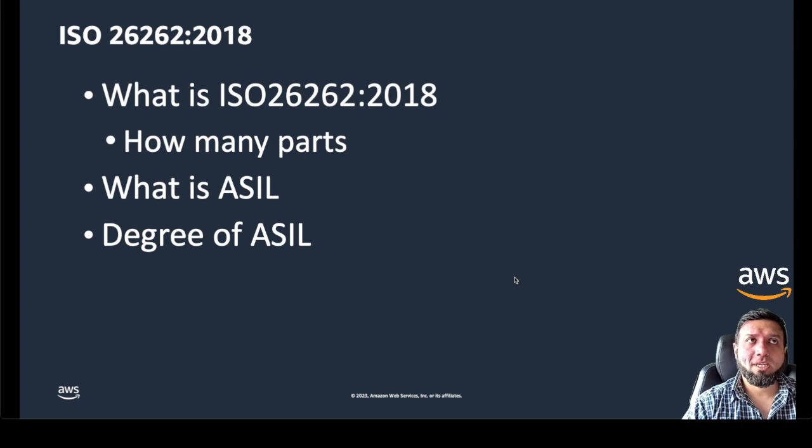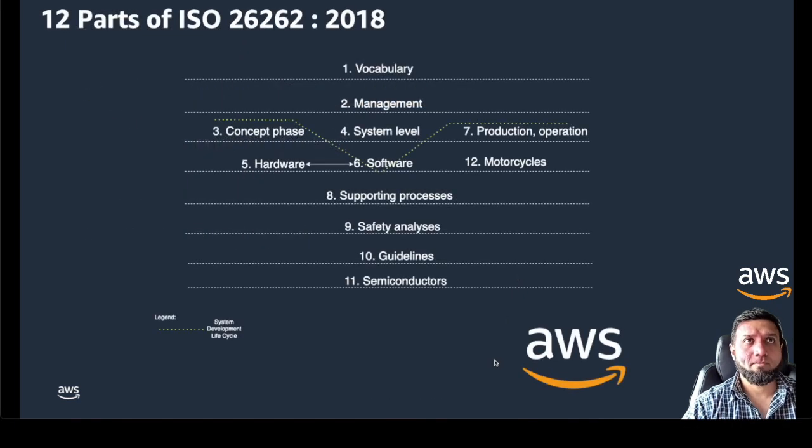So let's go into the second part on the screen and look at it. We can see here there are 12 parts for the ISO 26262 2018 version. Part 1 is vocabulary. Vocabulary gives us a common language and the contents of the other parts, i.e. hazard analysis, safe state, freedom from interference, and so on.